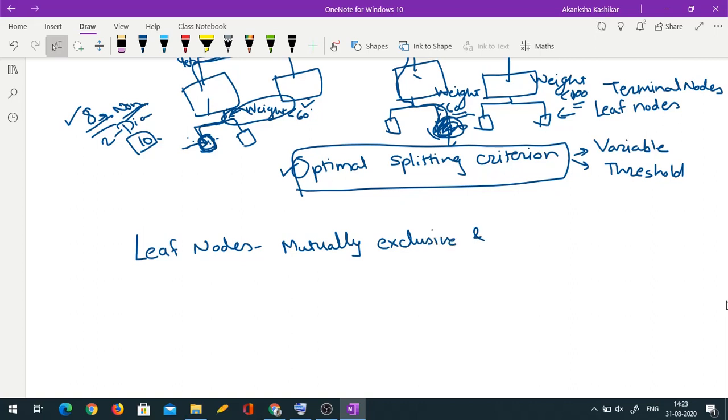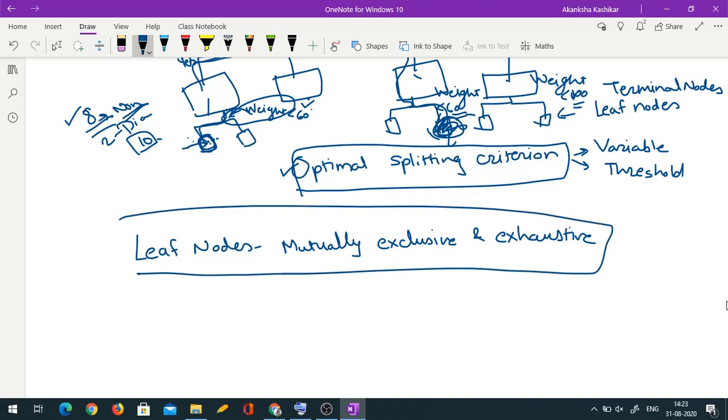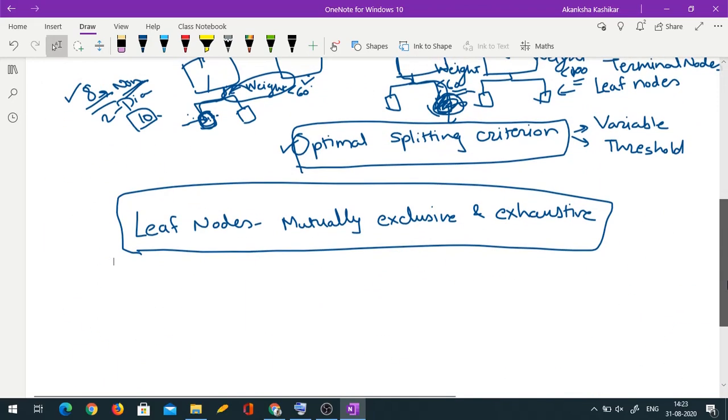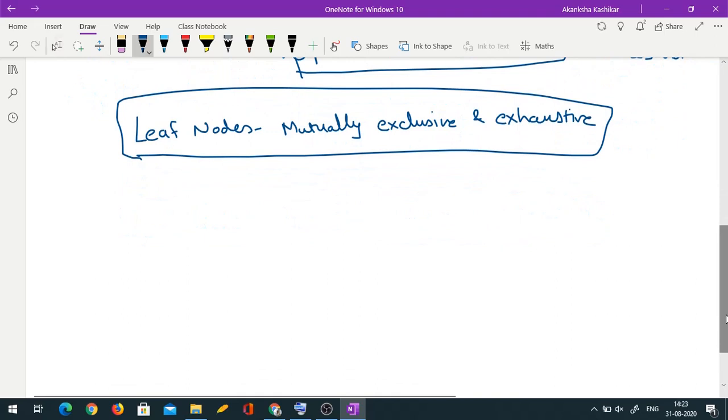Why do I need things to be mutually exclusive and exhaustive? So that when I try a new observation, it lands up in exactly one of the leaf nodes. It shouldn't happen that it can go to two leaf nodes. At the same time, it shouldn't happen that it doesn't go to any of the leaf nodes. So leaf nodes have to be mutually exclusive and exhaustive. This is important. Actually it's an inverted tree. You start from the root and you go towards the leaf.